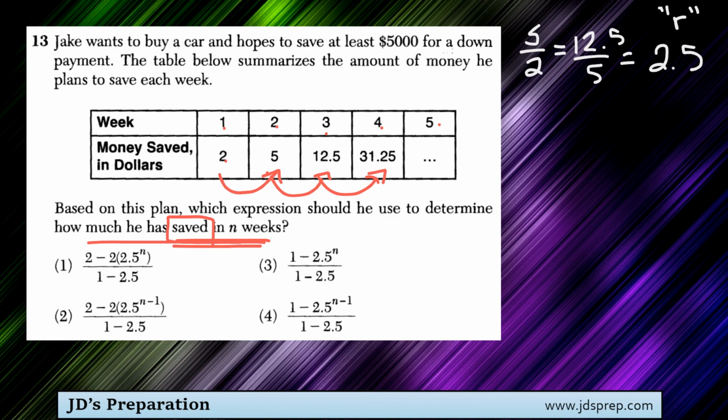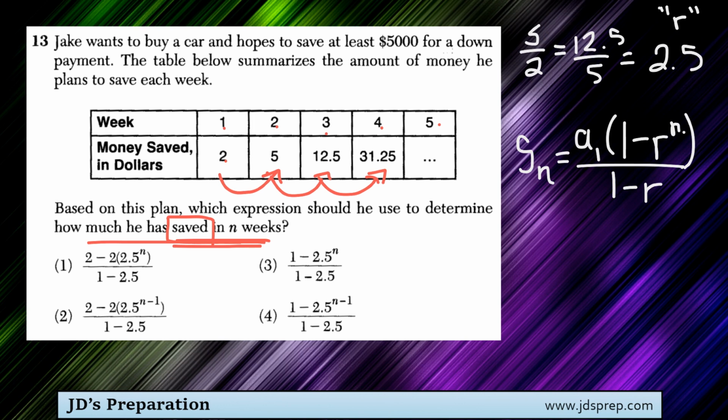which would be represented by the equation for the sum of a geometric sequence, which you should hopefully be familiar with, but that's going to look like S_n equals a1, representing the first term, multiplied by 1 minus r to the power of n, over 1 minus r, where r represents the ratio, which we figured out is 2.5, and n is the number of terms.